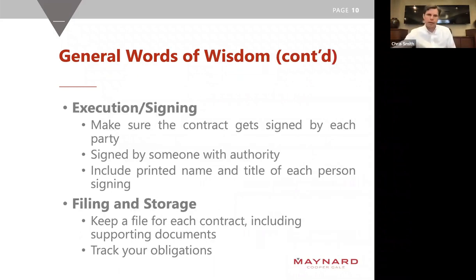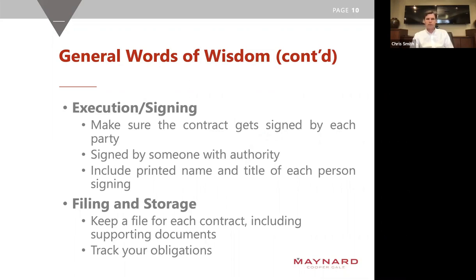A couple of other common things, and these are logistical, practical contract issues, but they're things that I see every day and things that cause problems when they really shouldn't. Number one, execution and signing of the document. Make sure that the contract gets signed by each party thereto. Make sure that it's signed by someone with authority, and include the printed name and title of each person signing.